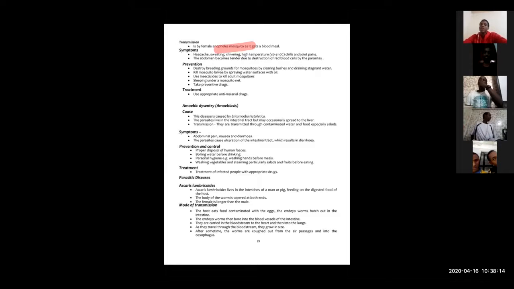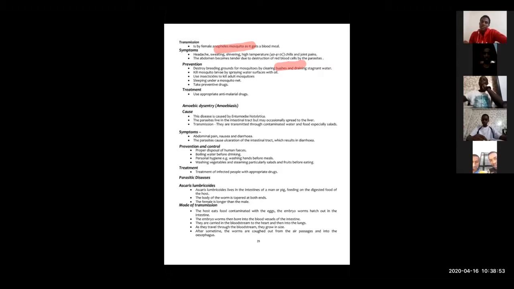So the symptoms of malaria, I believe some of us have suffered from malaria. We know the symptoms, for example, headache. Then you sweat, shivering at times. High temperatures are common. Chills, joint pains, and etc. Those are normally common signs of malaria. Then we normally say that the red blood cells are destroyed by the parasite. So the abdomen becomes tender.